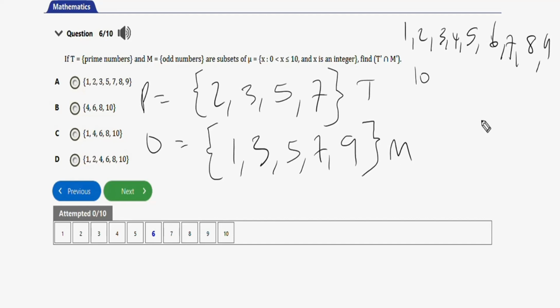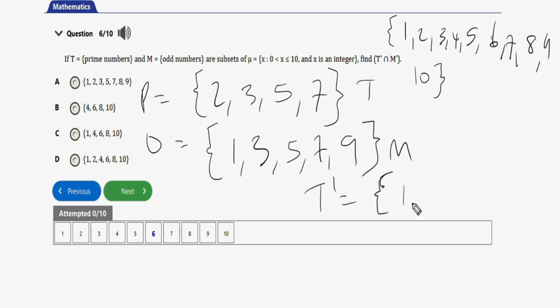So we are looking for T prime, or T complement. T complement will be values in the universal set that are not in the T elements. For T complement, we have 1 in the universal set, but there's no 1 in set T.